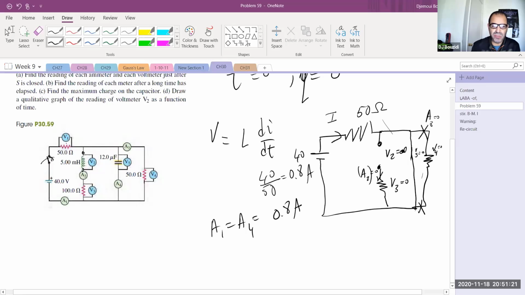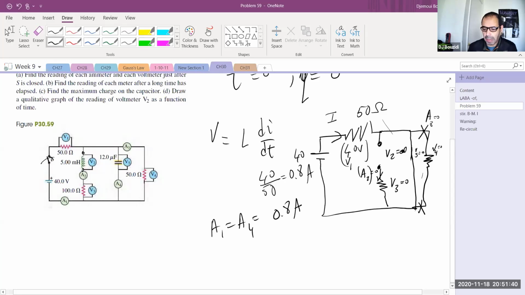Okay. How much is V1 going to read? V1 is going to read 0.8 times 50, which is 40 volts. So V1 is going to read the entire EMF that is in the battery, the entire voltage coming from the battery, because that's the only component at the end of the day.